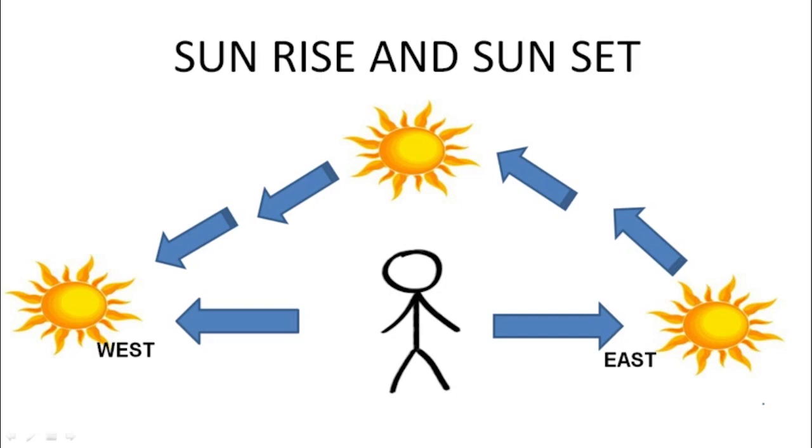So if you don't have a compass in hand or if you don't have a map, the best way to find out the direction is to look at the sunrise and sunset and know the directions. The sun always rises in the east and sets in the west.